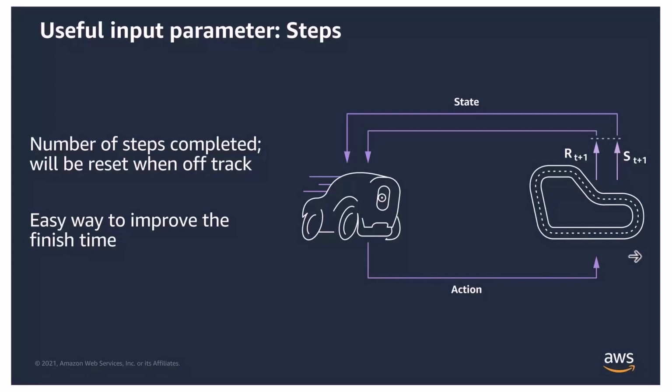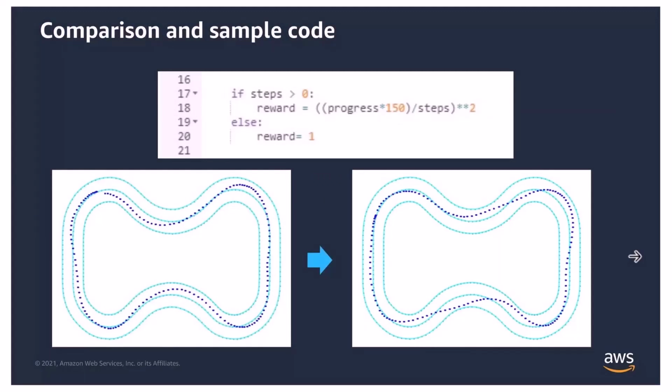Now, the step parameter can be used to optimize the race line when combined with the parameter progress. As you see on the left, there is a model without step and progress parameters, and on the right there is a model with progress and step parameters with an optimized race line.